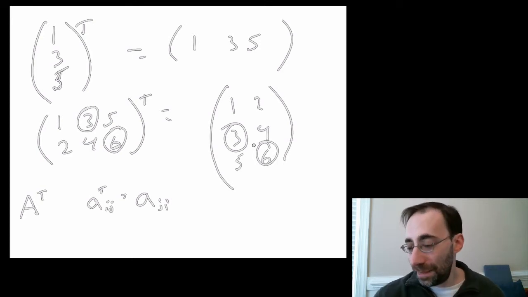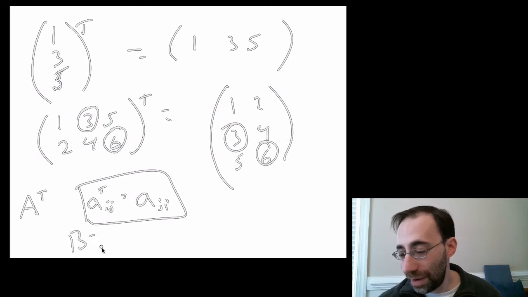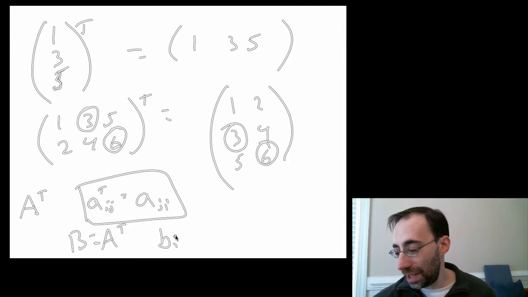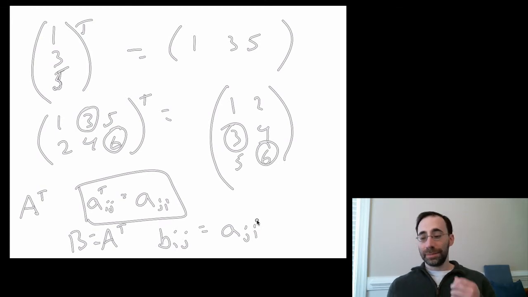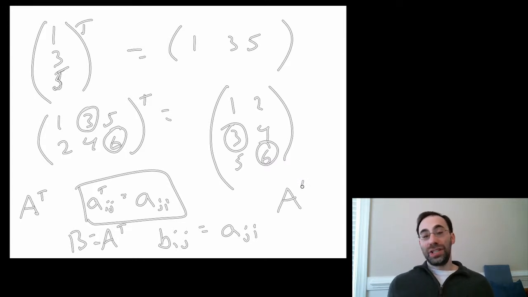If this notation isn't great, you can define B equals A transpose. Maybe that's clearer: the elements of B, Bij, are equal to Aji. It means the same thing. Sometimes you also often see transposes with primes instead of T's. This is usually clear because this A is a matrix, so the prime doesn't mean derivative, it means transpose.